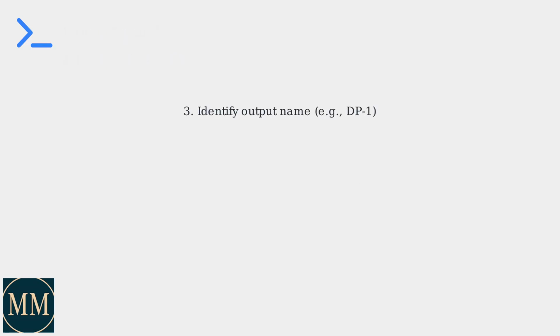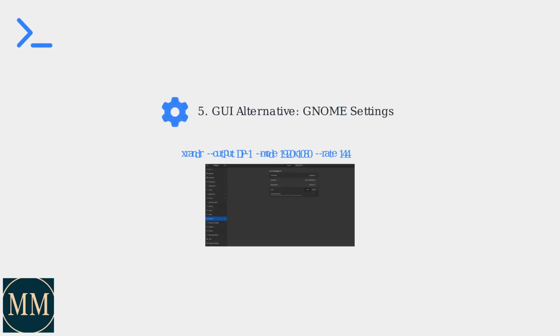Identify your monitor's output name from the list, such as DP1 or HDMI1. Then run the command to set the refresh rate, specifying the output, resolution, and desired rate. For a graphical interface, use GNOME settings or similar tools to change the refresh rate. Ensure your Linux kernel supports variable refresh rate for optimal performance.